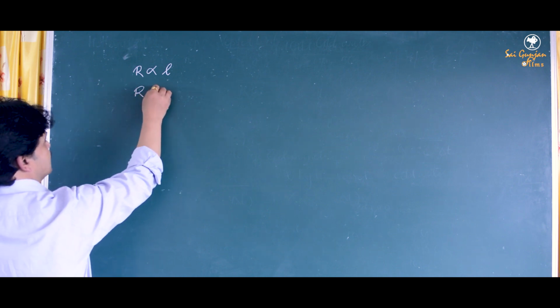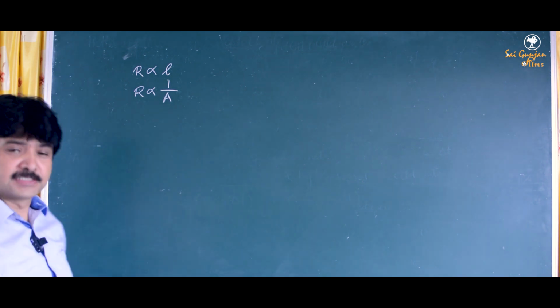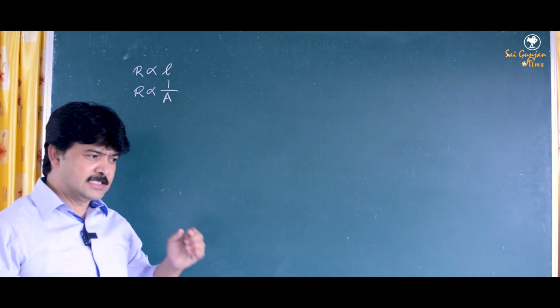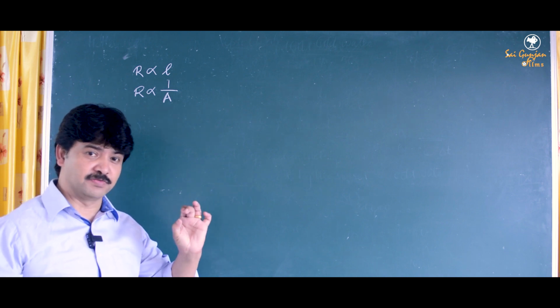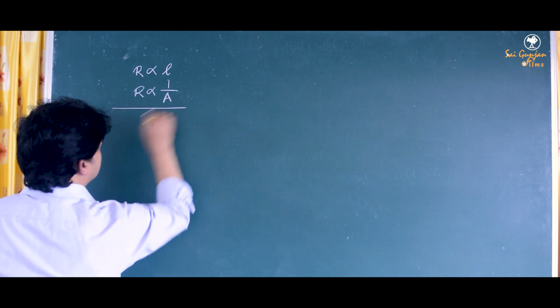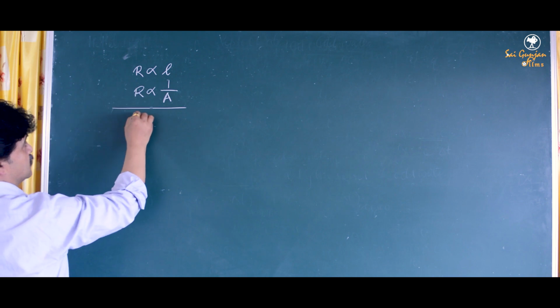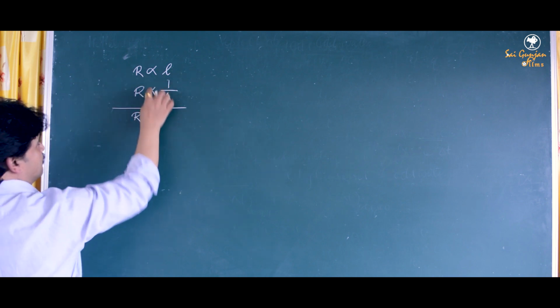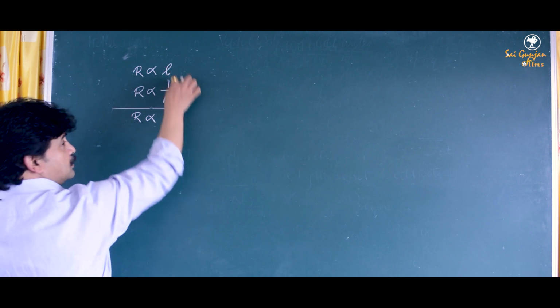But resistance, you know, is inversely proportional to the cross-sectional area, isn't it? Thinner the wire, higher is its resistance, and thicker the wire, less is its resistance. Now, let us combine these two and see what we get. For these two, we write simply R proportional to, and you know the rule, isn't it? You have to multiply these two, no?